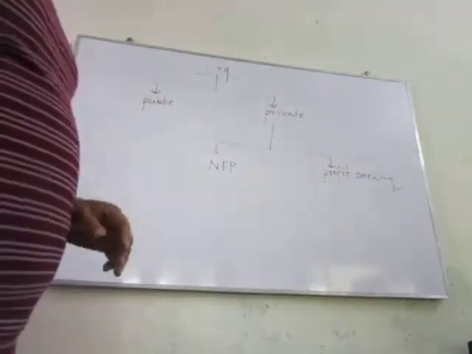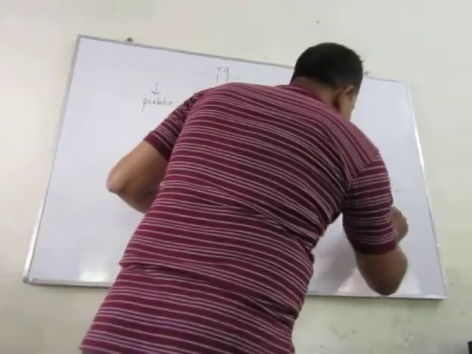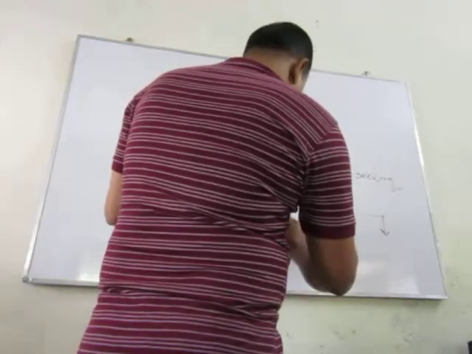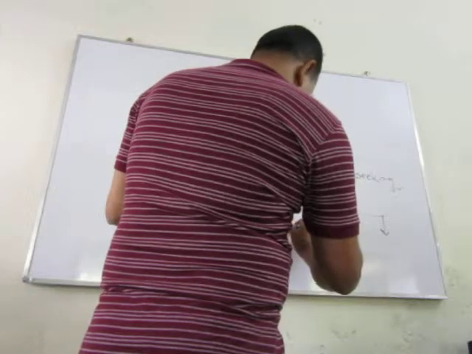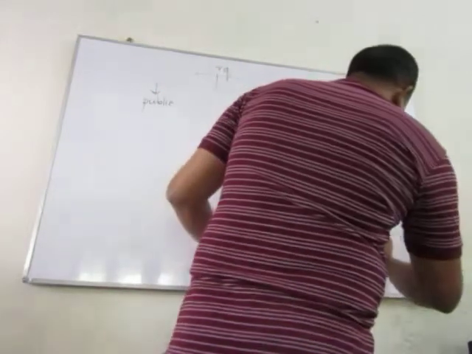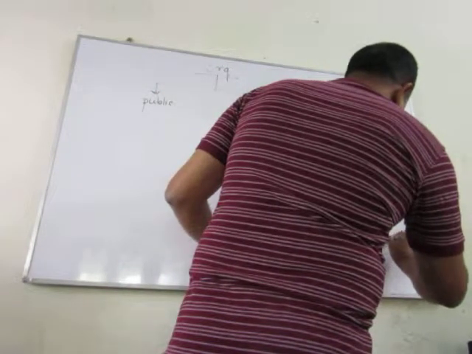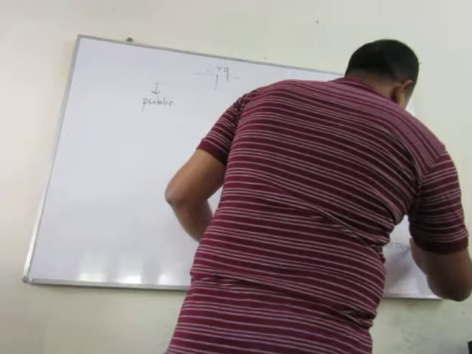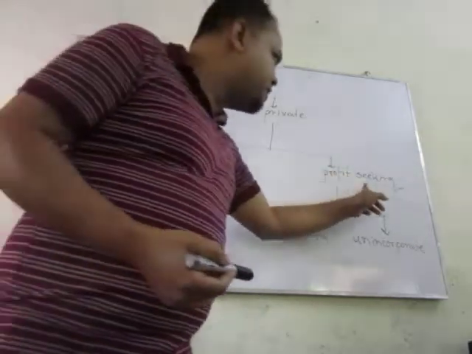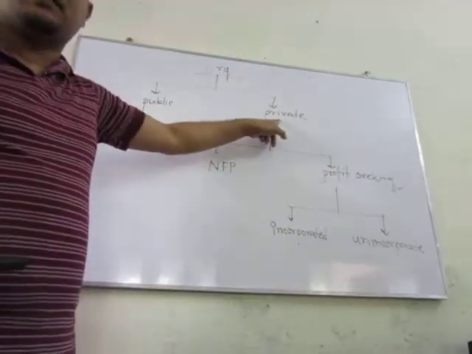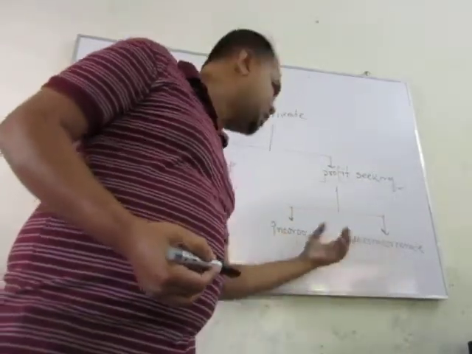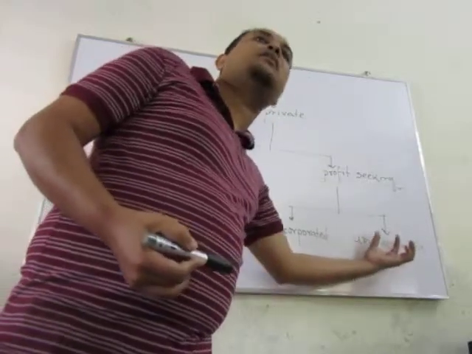Now, this profit seeking organization can also be subdivided into two groups: incorporated and unincorporated. This profit seeking part of private, right? This profit seeking organization can be also subdivided into two different groups: incorporated and unincorporated.